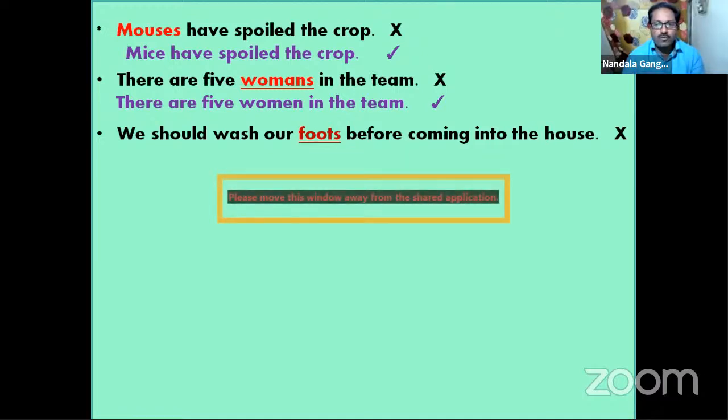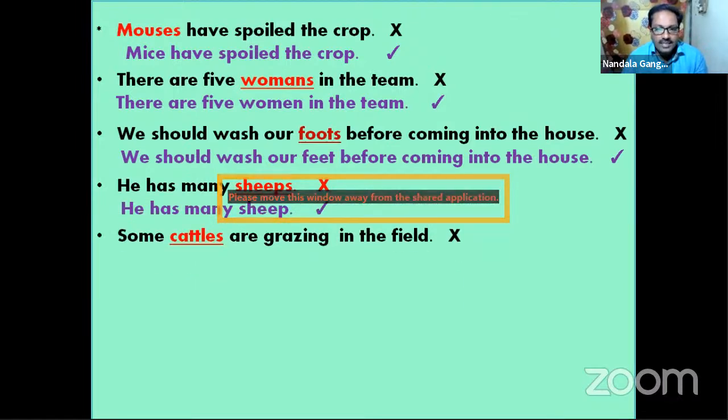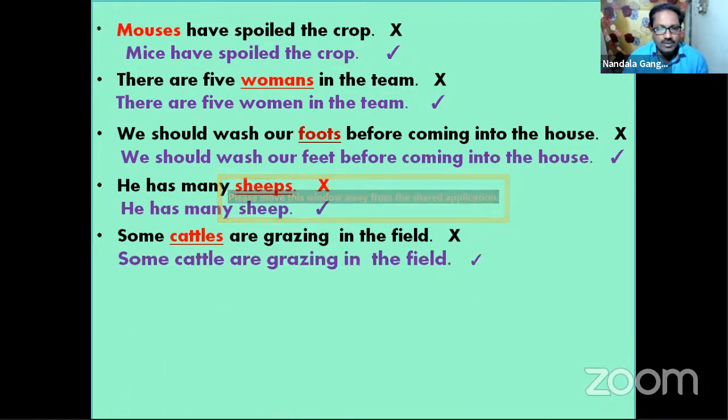We should wash our foods before coming into the house. There is no plural word like foods. We have to use only feet. What is the singular one? Foot. Plural one, feet. He has many sheeps. He has many sheep. Some cattle are grazing in the field. No plural word for cattle. Only cattle. Some cattle are grazing in the field.